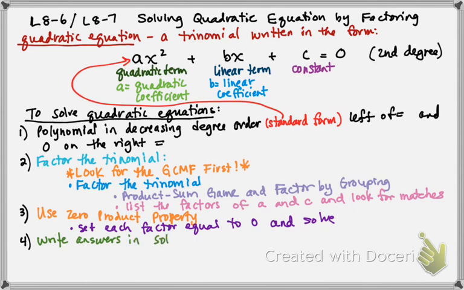Now the only time I don't write answers in solution set notation is when it's a word problem. And then we have come across some problems, like when we're dealing with projectiles or trajectories, where sometimes not both answers were good, right? So we eliminated an answer, so it just depends.